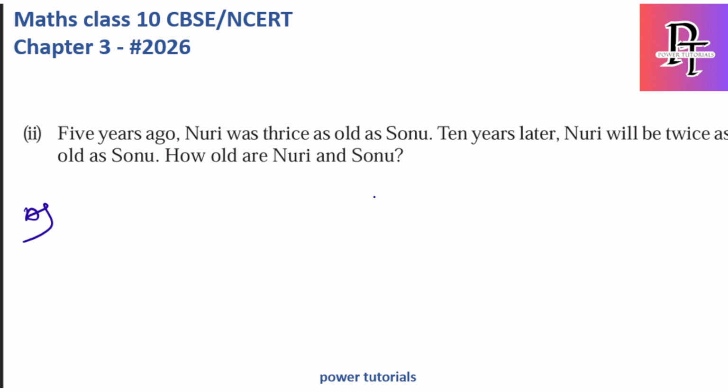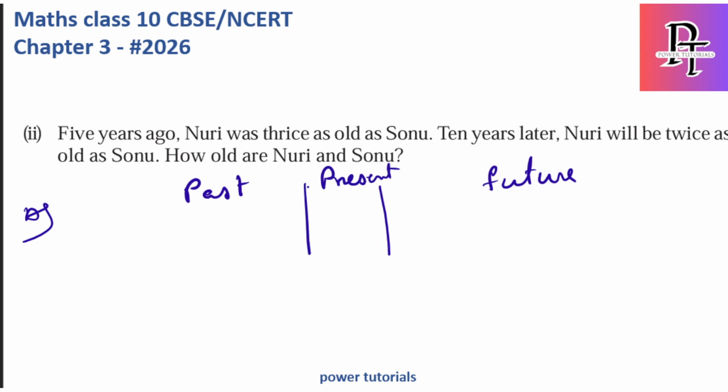Okay, so here I think same type we already covered in example question. We have one past case and we have one future case. But what about present? Present we don't know. So what we will do is, present we will assume Noori's age as x and Sonu's age as y.